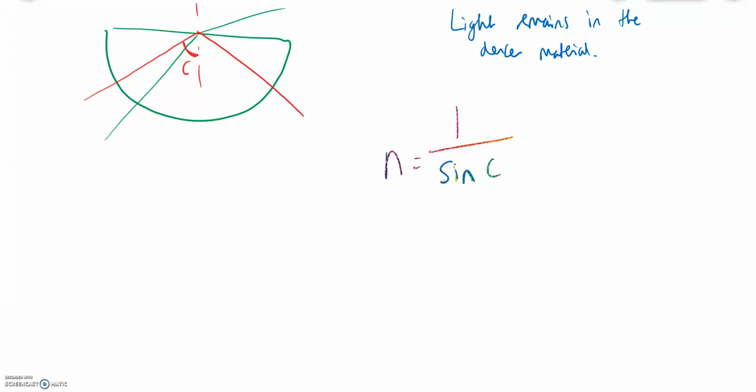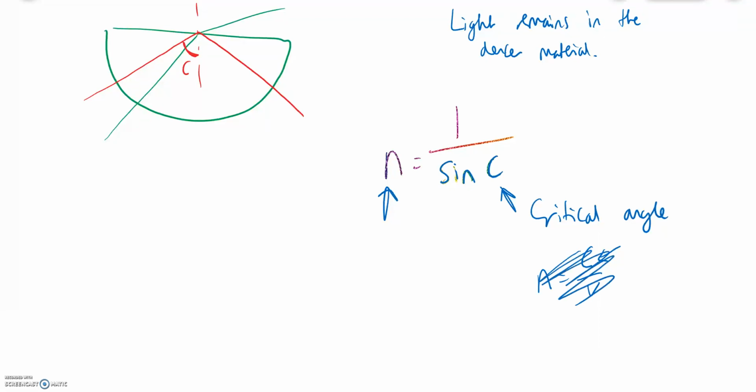That pen's cool, but you can't see it, so I'm going to write it out again. Remember, n is the refractive index, which we talked about earlier. C, in this case, is the critical angle measured in degrees. Don't get confused with the equation where c is the speed of light. In this case, it's the critical angle.